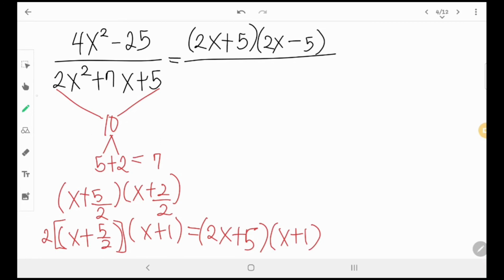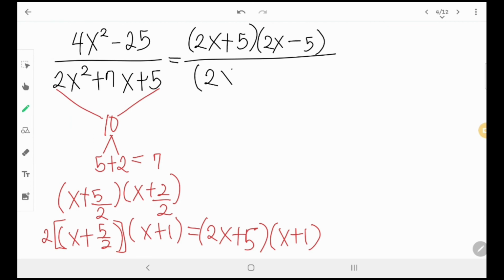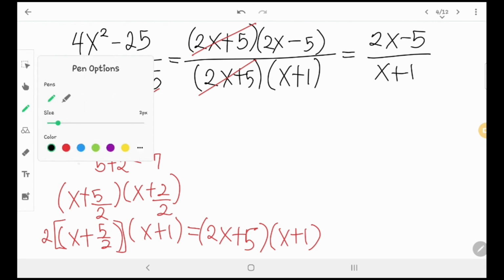So, if you would like to check by foil method, para ma-sure kung tama yung factor, and then go for it. So, let's write our factor. So, which is 2x plus 5 and x plus 1. And let's cancel the common factor, which is ito. Yun lang yung common nila. So, equals 2x minus 5 and x plus 1. So, that is the final answer.